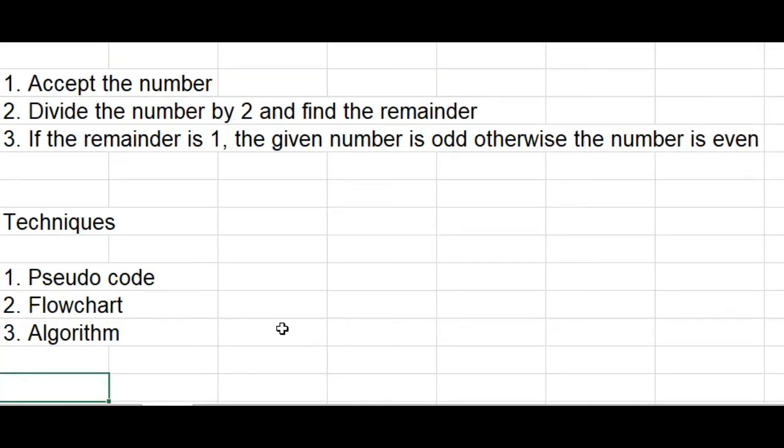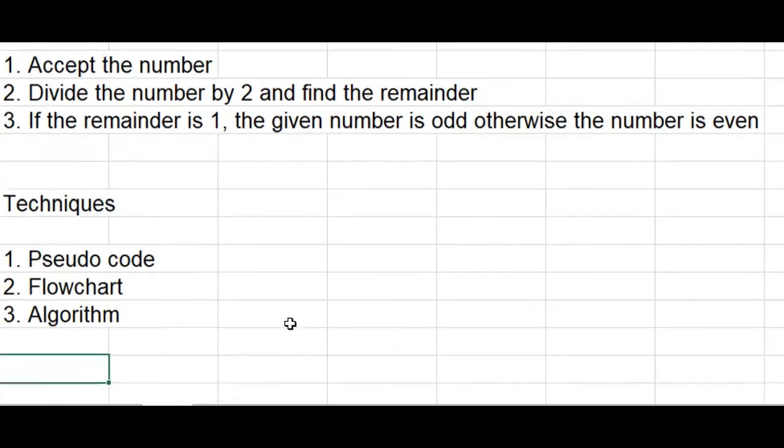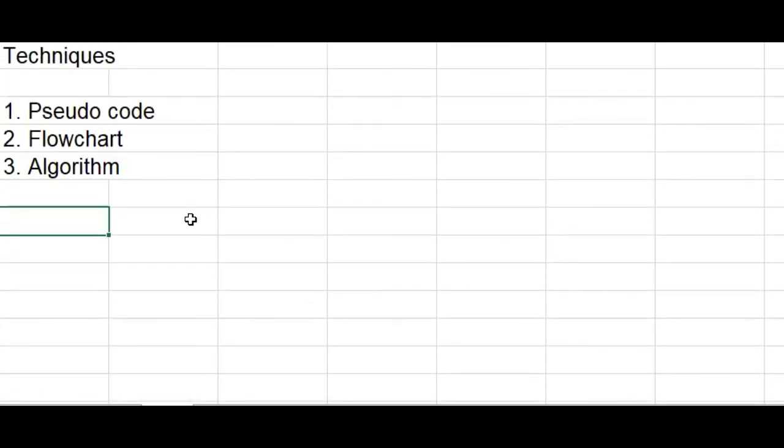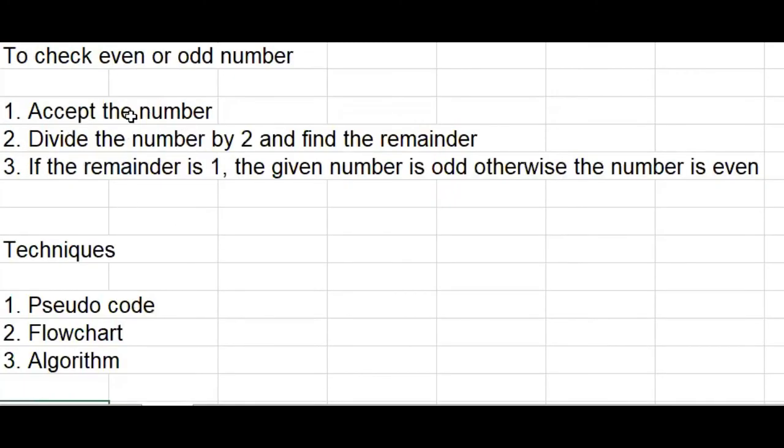Now the next is flowchart. Flowchart is technique number two. In this technique, we are defining these steps in different geometrical shapes, and each shape is used for a particular purpose. So the flowchart symbols are: there is the terminal symbol, that means an oval symbol. The oval symbol is used for start or end.